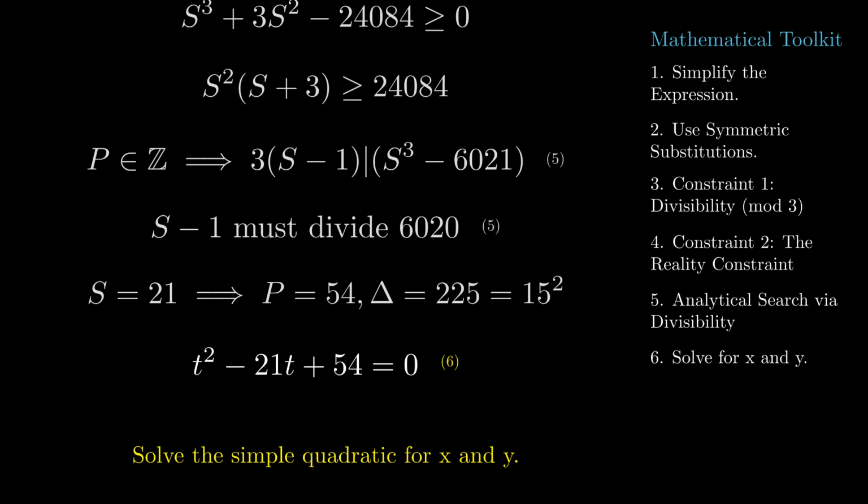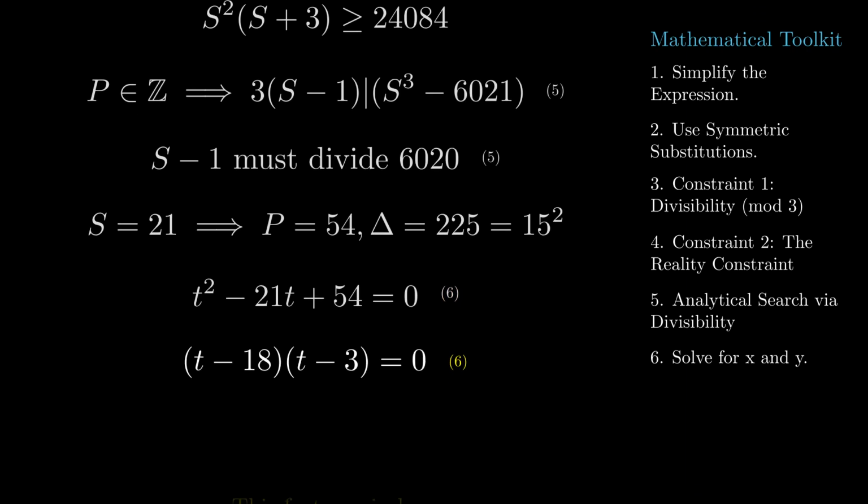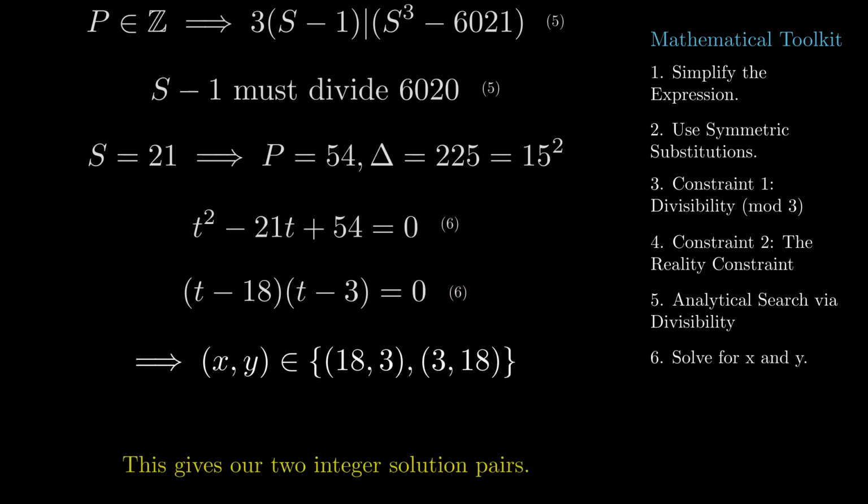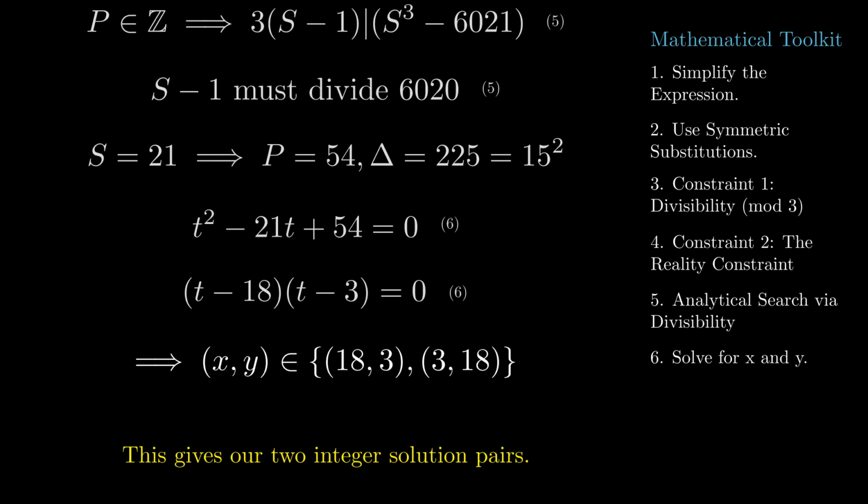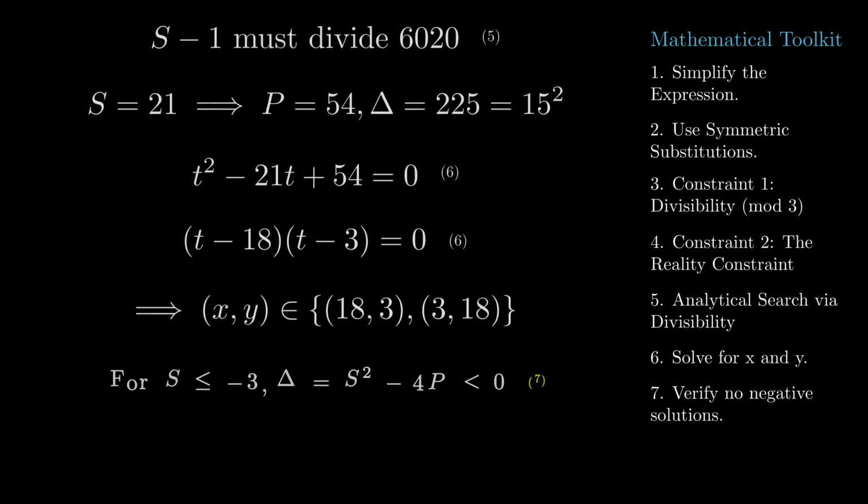Now that we have a valid s and p, our next tool is to solve the simple quadratic to find x and y. We must solve t squared minus 21t plus 54 equals 0. This factors nicely into t minus 18 times t minus 3 equals 0. This gives us our solutions. The integer pairs are 18, 3, and by symmetry, 3, 18.